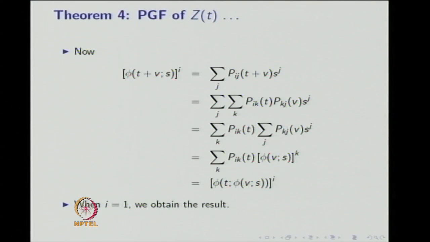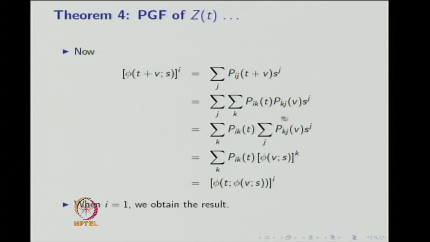Now, the probability generating function at time t+v, the whole power i, is the same as the summation over j of p_ij(t+v) s^j. So, using the Chapman-Kolmogorov equation, you can write p_ij(t+v) as a summation over k of p_ik(t) p_kj(v). That is the same as the summation over k of p_ik(t) times the summation over j of p_kj(v) s^j.